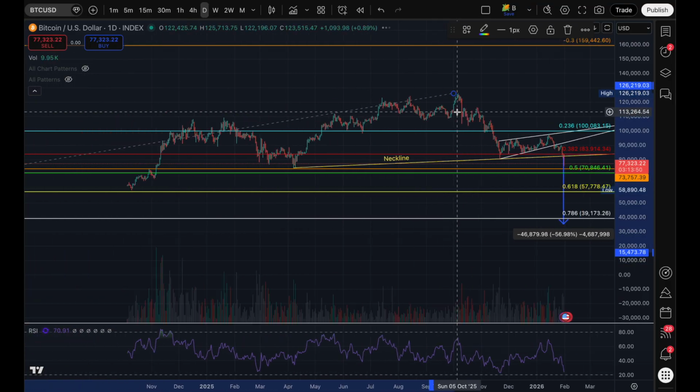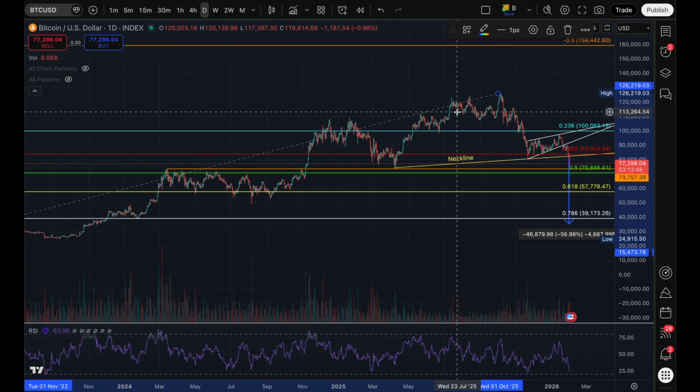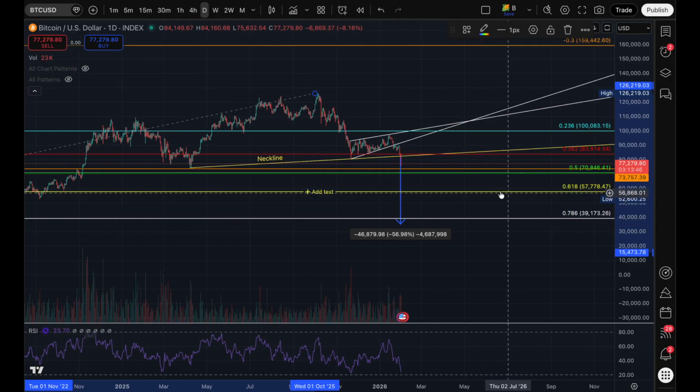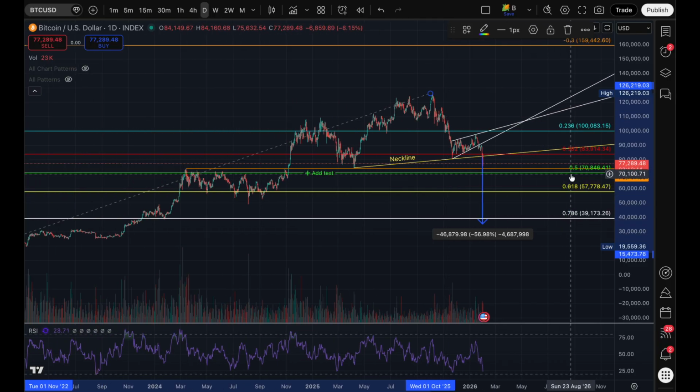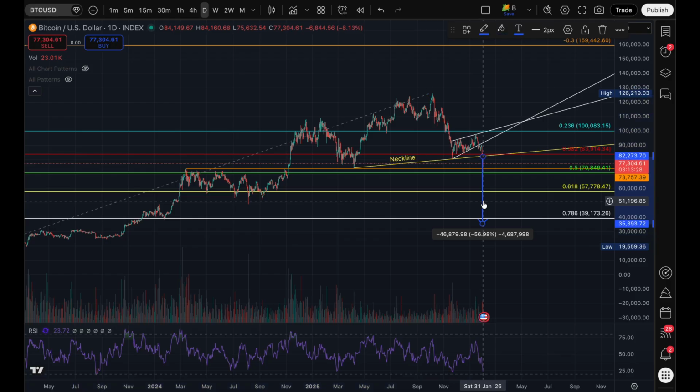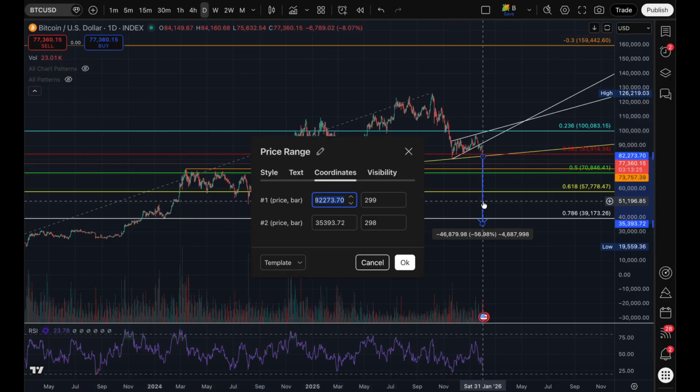Is it going to go there? I don't know for sure. But we do have some levels, right? We have the 0.5, which is headed towards now at 70,000. We have the 0.618, which I like. The 0.618 looks like it's a possible retracement level. And then you have finally the 0.786, 39,000 on the 0.786. And the measured move would be somewhere in the vicinity of 35,400.